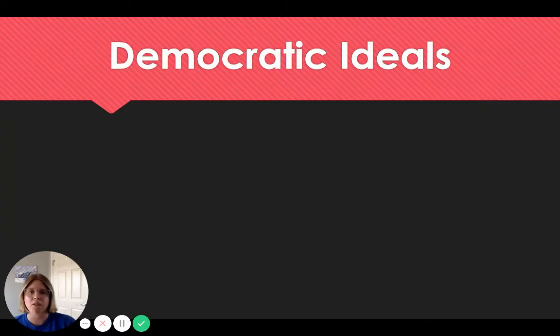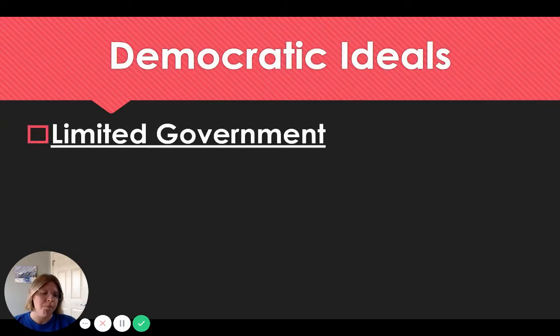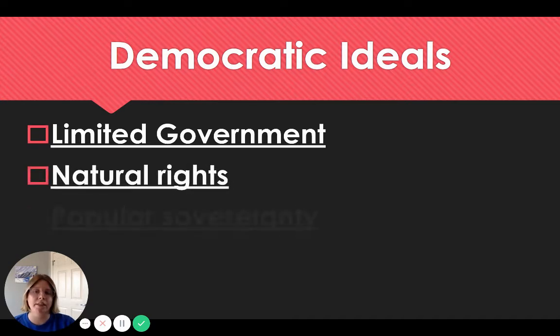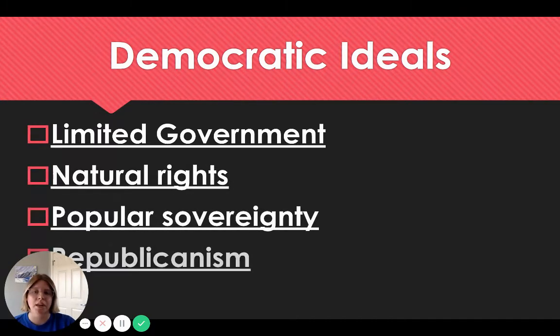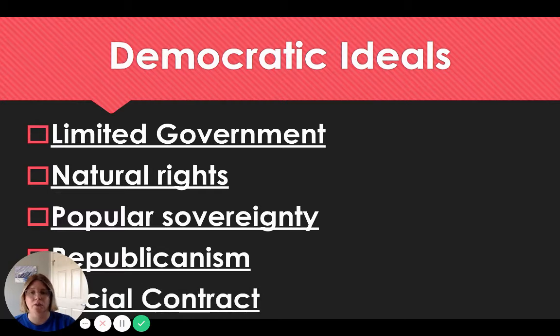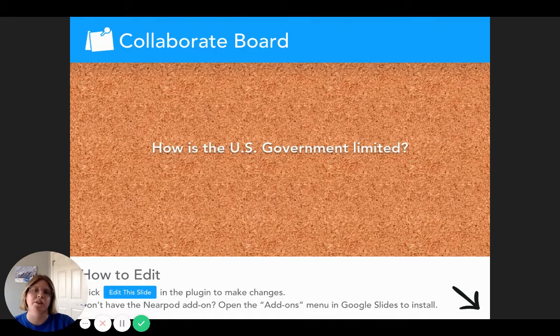So what are the democratic ideals? Basically the idea of limited government, natural rights, popular sovereignty, republicanism, and then the social contract. I'm going to go through each one of these and explain what it is, define it, and also explain how it's contained inside the Declaration of Independence.